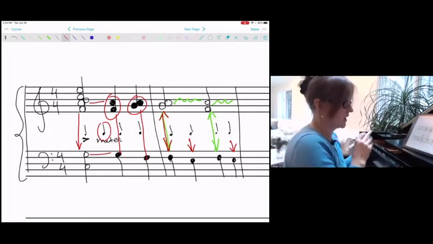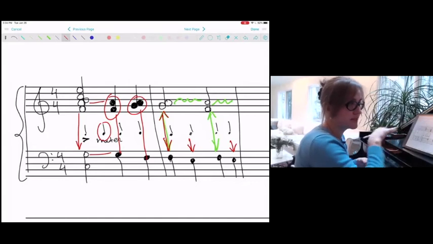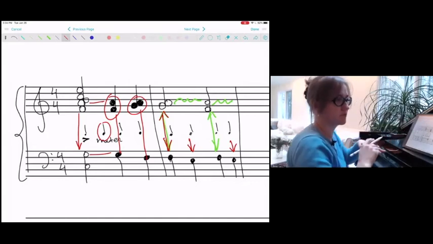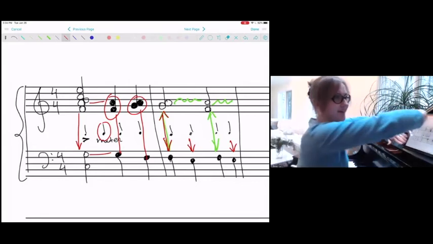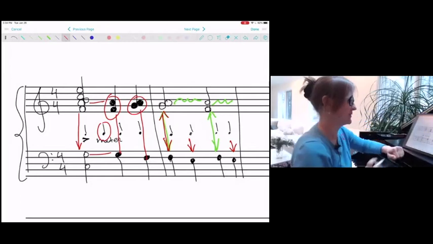And also, in general, the top system is for the right and the bottom system for the left. So we go like this. Okay.